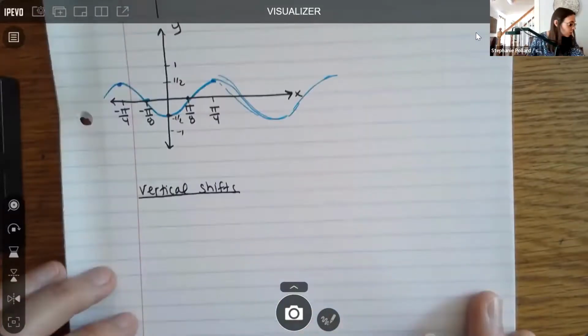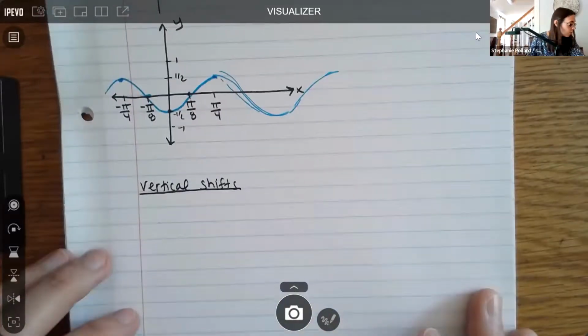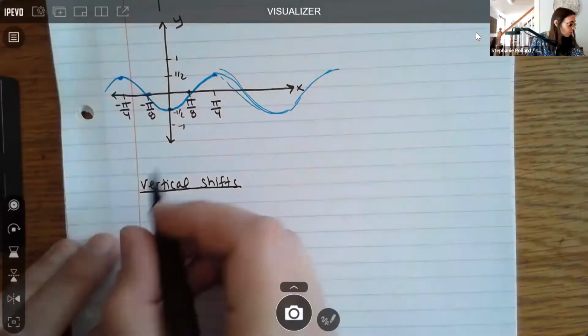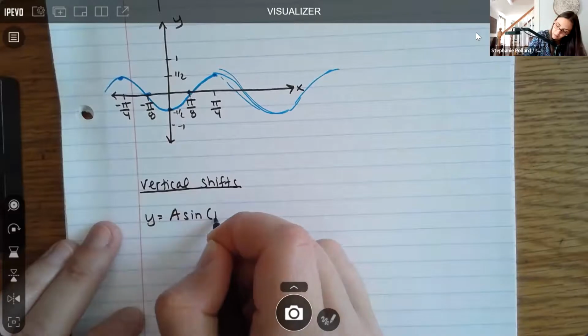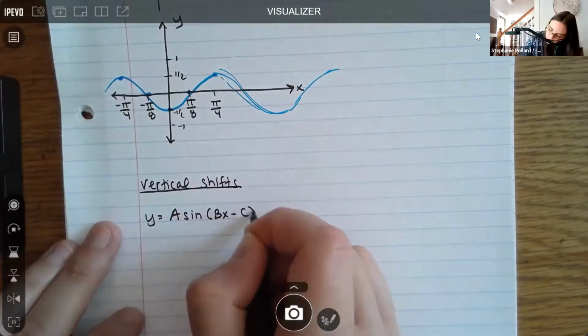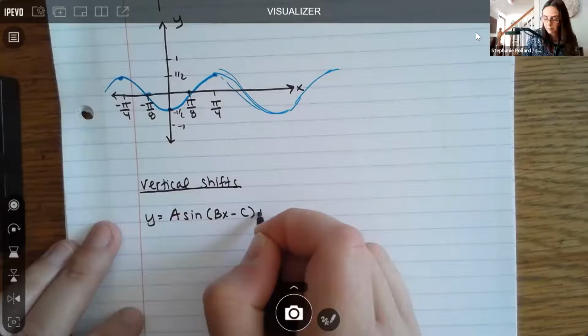A vertical shift is when you have something like this. So let's see, you have a sine of bx minus c plus d, or you have cosine. So this right here, this plus d, this is your vertical shift.